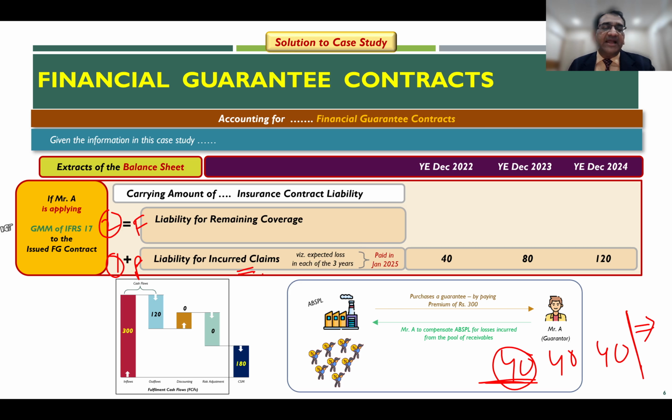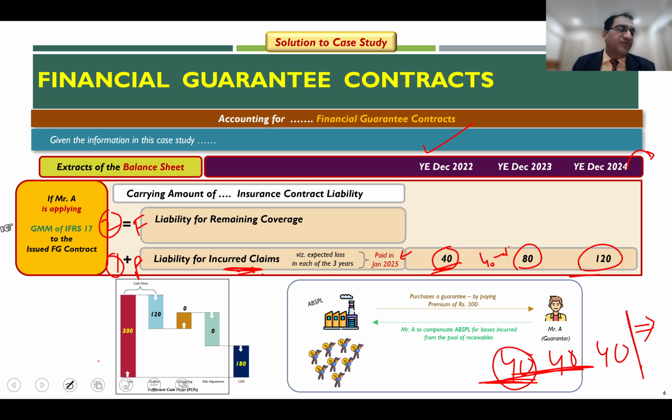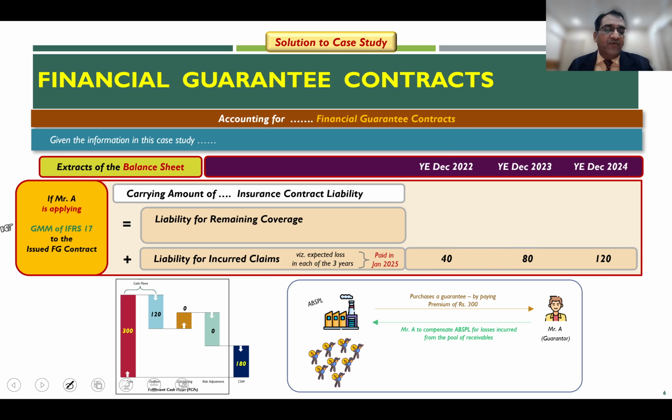It will be 40 at the end of, it's a balance sheet item, right? So at the end of year number 1, your liability for incurred claim will be 40, because this is going to be paid only subsequently in January 2025. What about the second year? The liability will be 40 plus 40, the 2 years' liability. And the third year, again, 40 plus 40 plus 40, 120, which will get paid by the end of January 2025. So the liability for incurred claim will be 40, 80, 120 in each of these three periods.